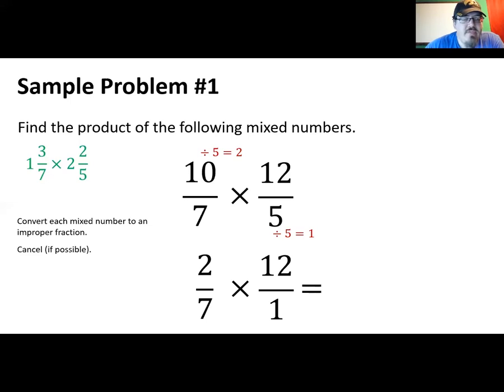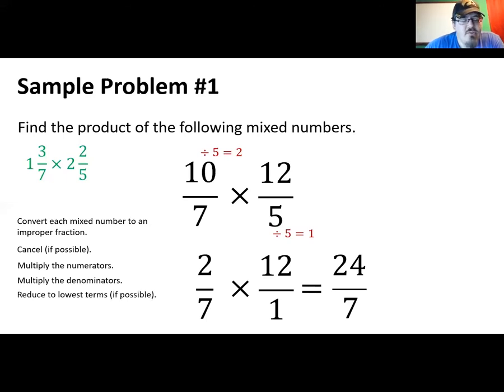Okay? Now, once you've canceled as much as possible, we can go ahead and move on to the next step, and that involves multiplying the numerators. So 2 times 12 is 24. And then we're going to multiply the denominators. 7 times 1 is 7. And so we end up with our fraction 24/7. Now, we always want to double check to make sure that the final answer is in fact in lowest terms. So you should always look to reduce and see if that's a possibility. It's just a nice way to double check to make sure that you had actually canceled everything that you originally could possibly cancel earlier on in the problem.